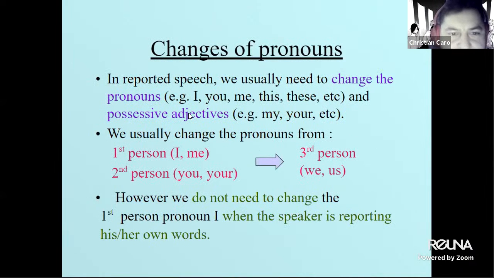The typical changes of pronouns in this case, or the possessive adjectives, we usually change the pronouns in this way. The first person to third person in this case. Also second person to third person. We or us in this case. We don't need to change the first person pronoun when the speaker is reporting his or her own words. Okay.